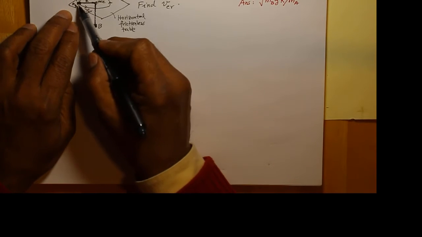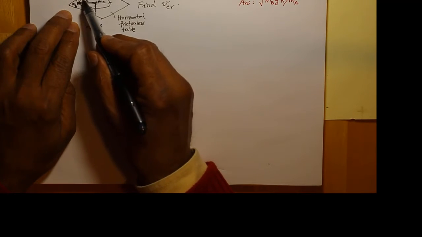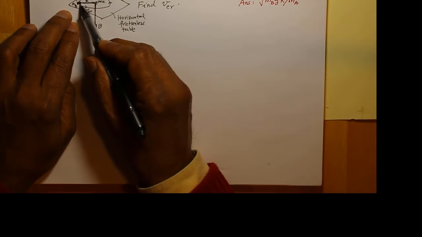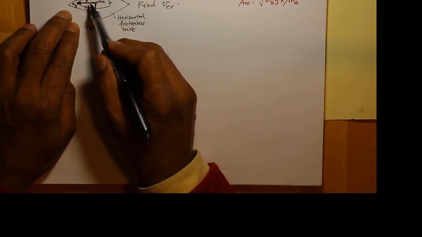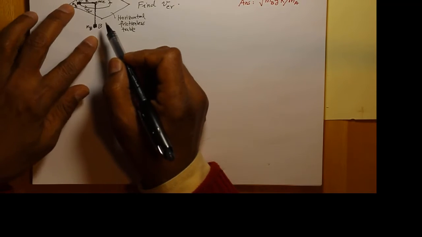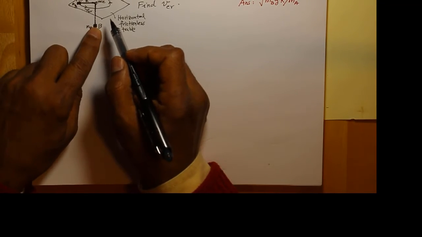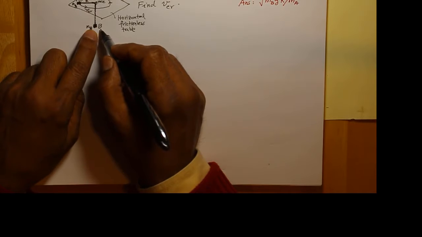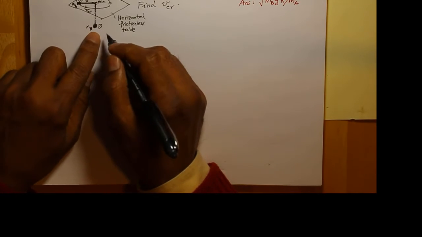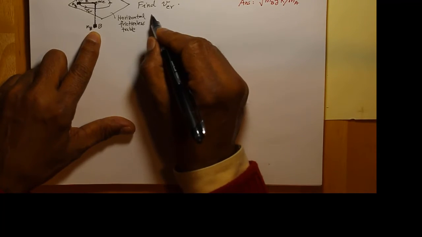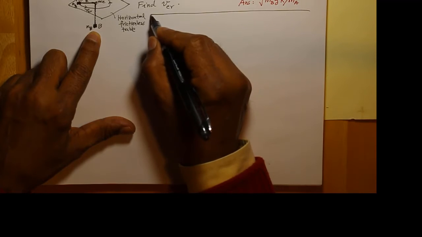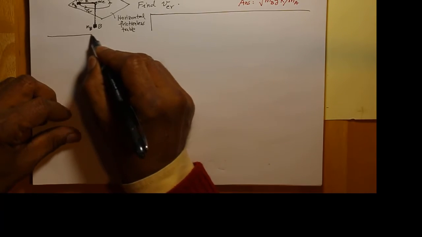If you make this block A go at a particular speed in a uniform circular motion, then block B will just stay put. The acceleration of B will be 0. That's what it means to stay put. And that's the problem.